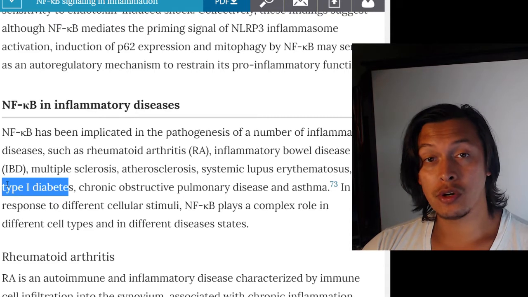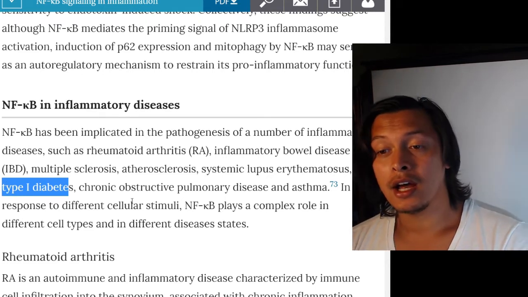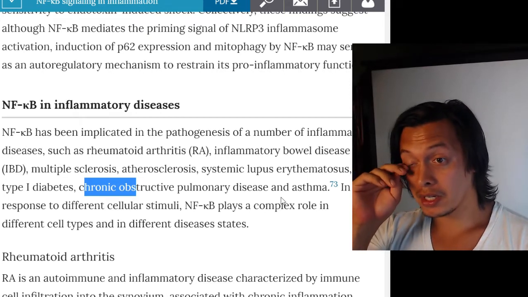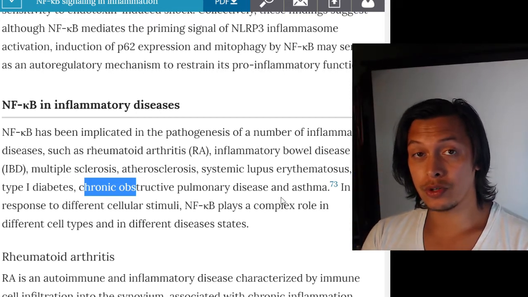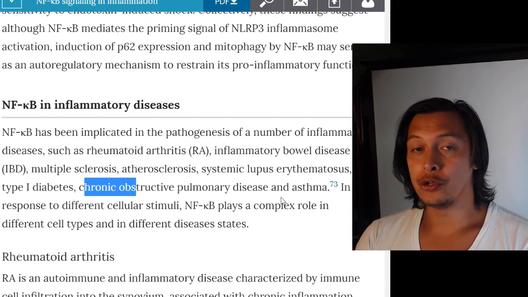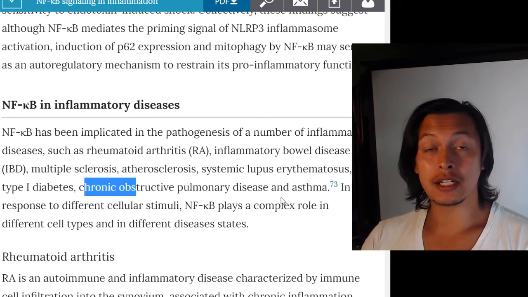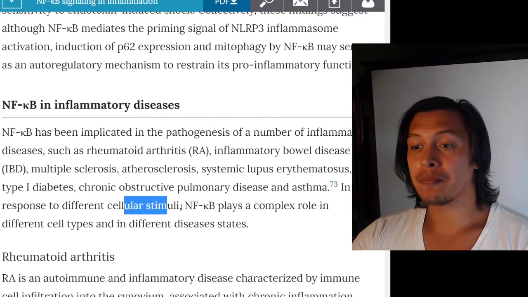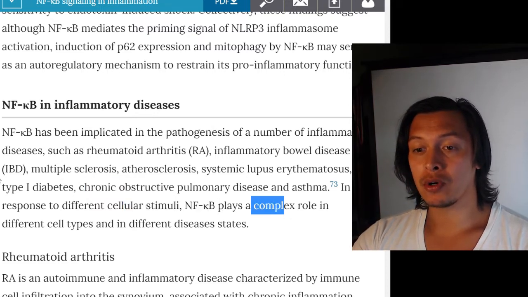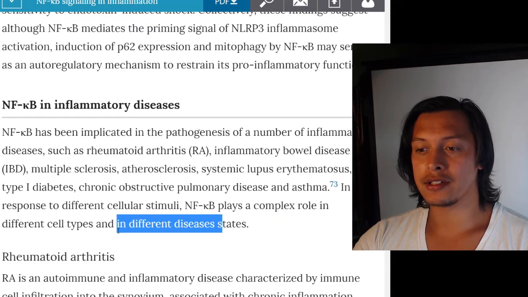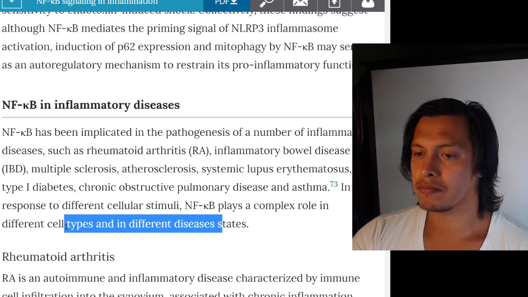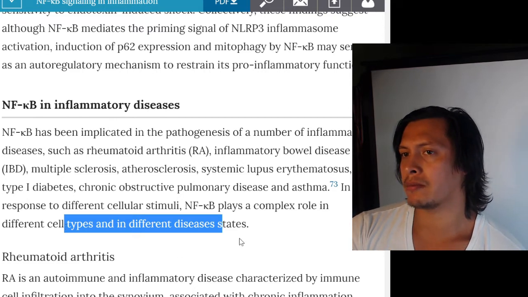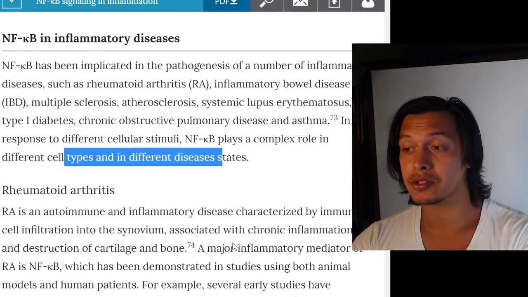It is also implicated in type 1 diabetes, chronic obstructive pulmonary disease, and asthma. So these all seem to be associated, to a degree, with nuclear factor kappa B being dysregulated in some way. In response to different cellular stimuli, nuclear factor kappa B plays a complex role in different cell types and in different disease states. I think that is probably a typo. Regardless, let's keep on going.